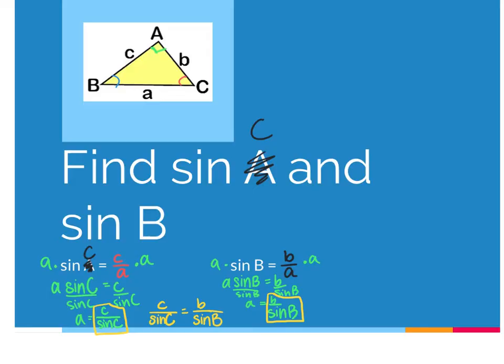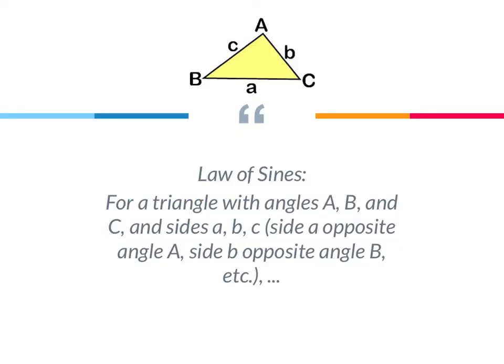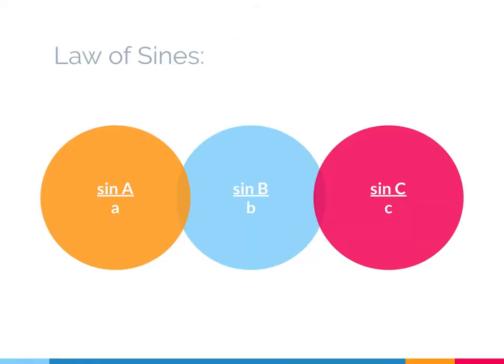Nice work, everybody. Here is what the law of sines officially says. So for a triangle with angles A, B, and C, and sides a, b, and c, side a opposite of angle A, side b opposite angle B, and so on, what the law of sines says is that sine of angle A over side a is equal to the sine of angle B over side b, which is equal to the sine of angle C over side c.